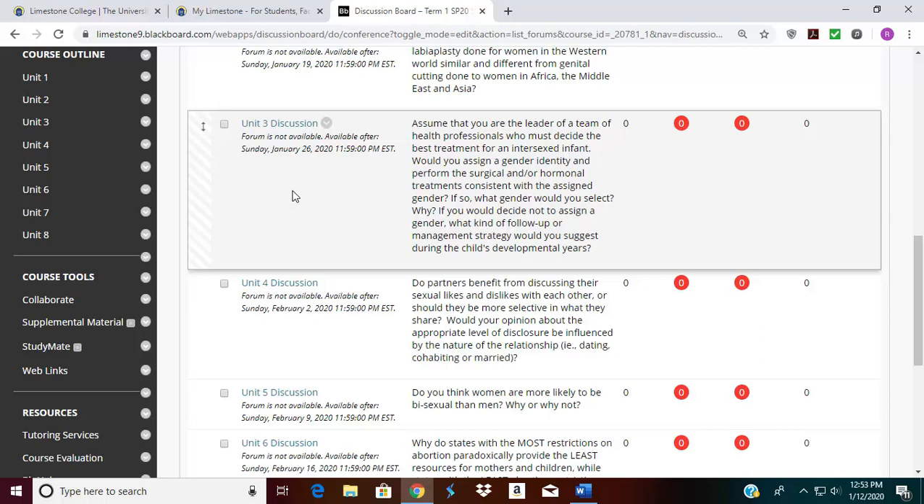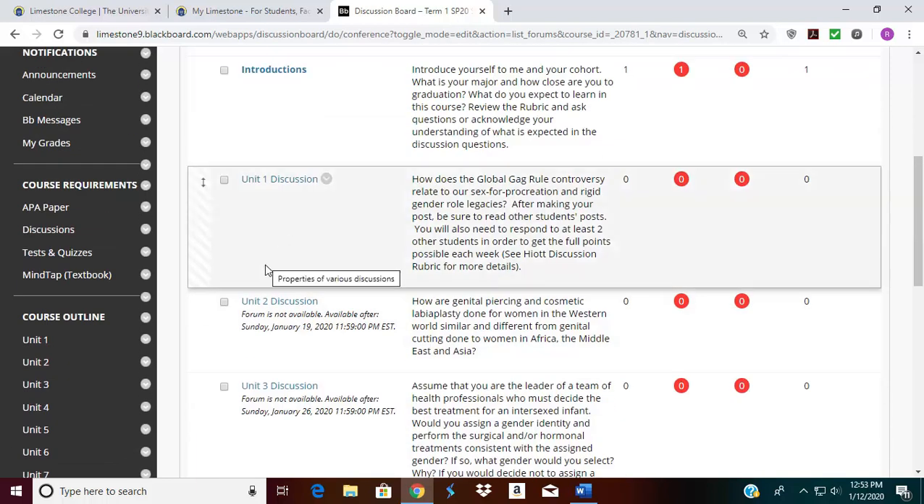Your initial response to your post is due on Thursday. Your response to your peers is due no later than Sunday at 11:59. So your initial response is Thursday at 11:59, and your response to your peers is no later than Sunday at 11:59. When you click on discussions, this is where you're going to be posting your discussion assignments. I recommend that you put it in Word and then just upload the document.